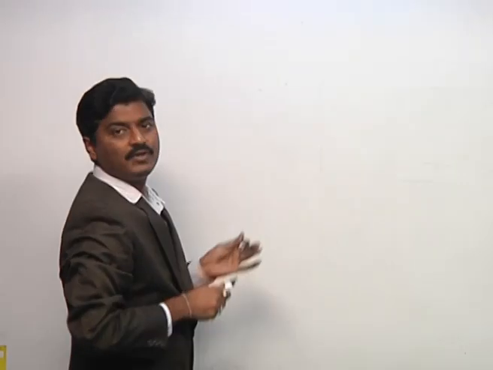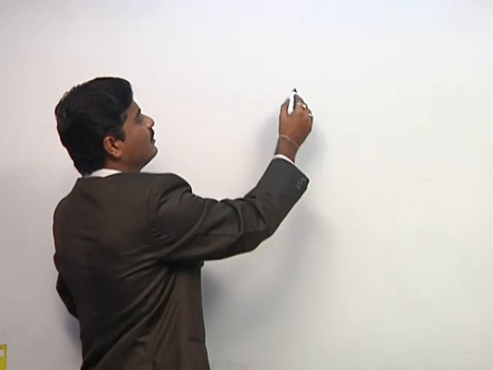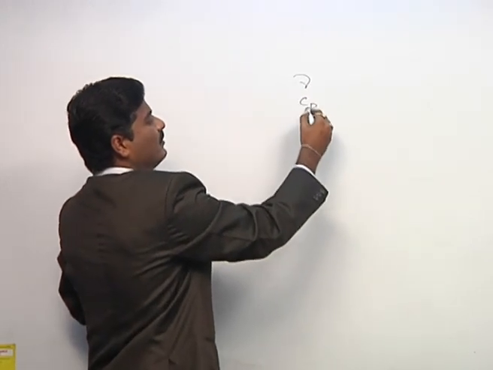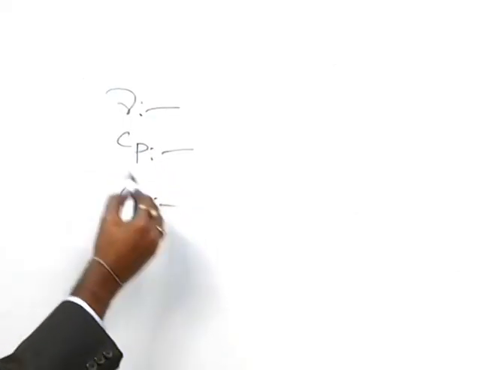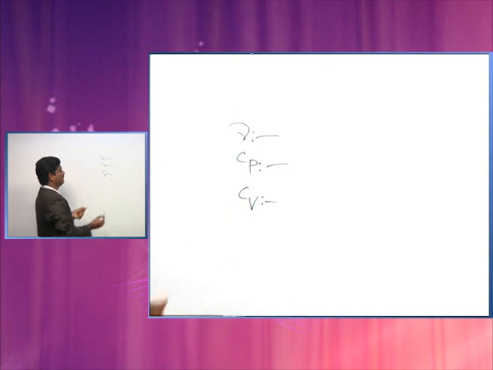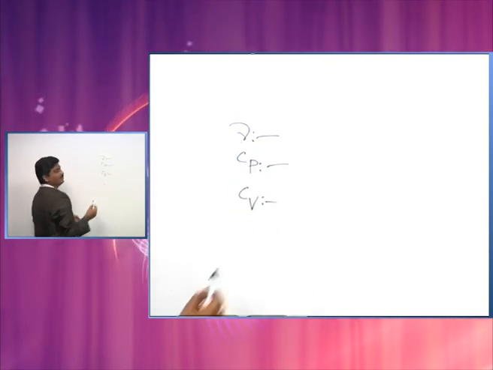Today you practice what we discussed about the gamma values, the Cp values and Cv values. Practice the problems. What about this gamma, what about the Cp and Cv, we already discussed the relation between them.